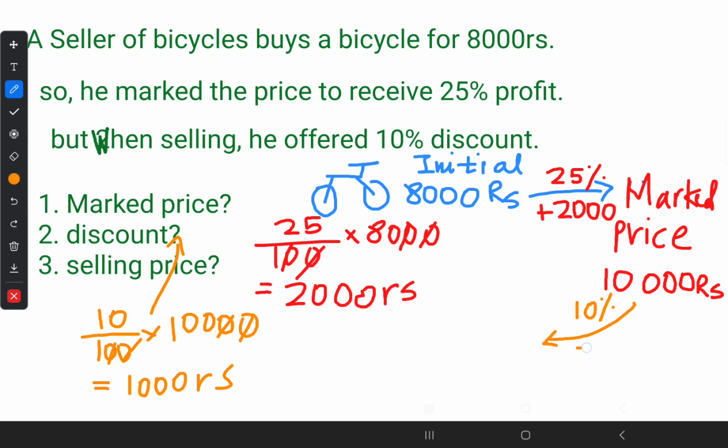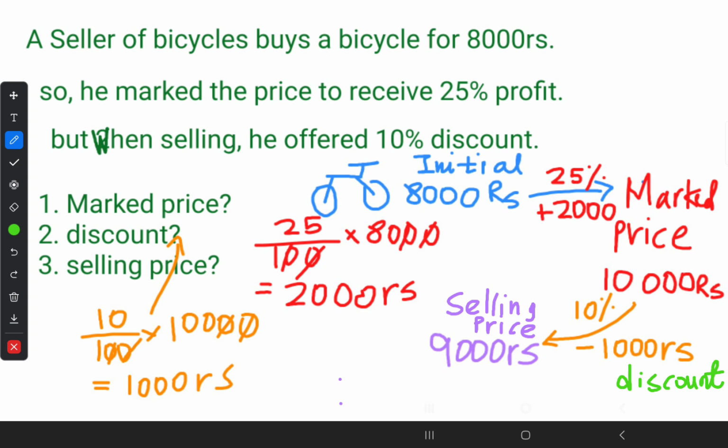So the discount is minus 1,000 rupees. Discount means he will decrease that amount, so you should subtract. Then, to find the final selling price: from the initial price, 25 percentage of profit, thereafter 10,000. From the 10,000, 10 percentage discount, then 10,000 minus 1,000, that is 9,000 rupees. That would be the selling price of that product.